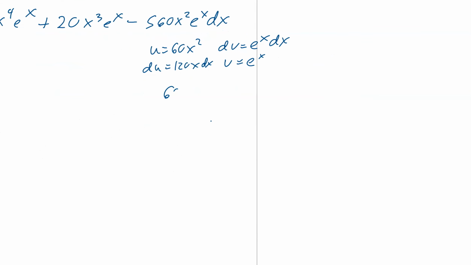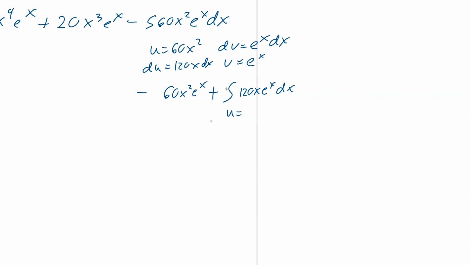So this is 60x squared e to the x minus the integral of these two on the bottom. So 120x e to the x. So we're almost there. So the last one now. Now, there's a minus in front, so that becomes minus and plus. Remember, wherever there's a minus, that negative will get distributed, so we want to change those signs. So instead of doing plus minus, we do minus plus.